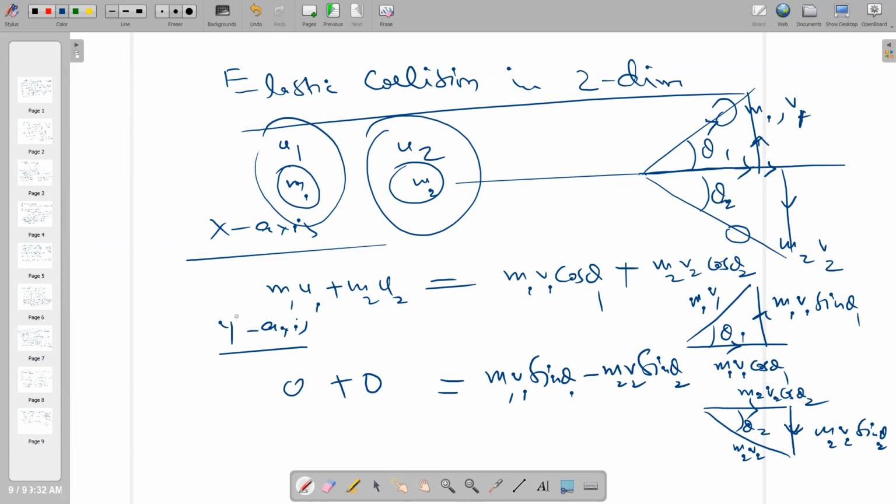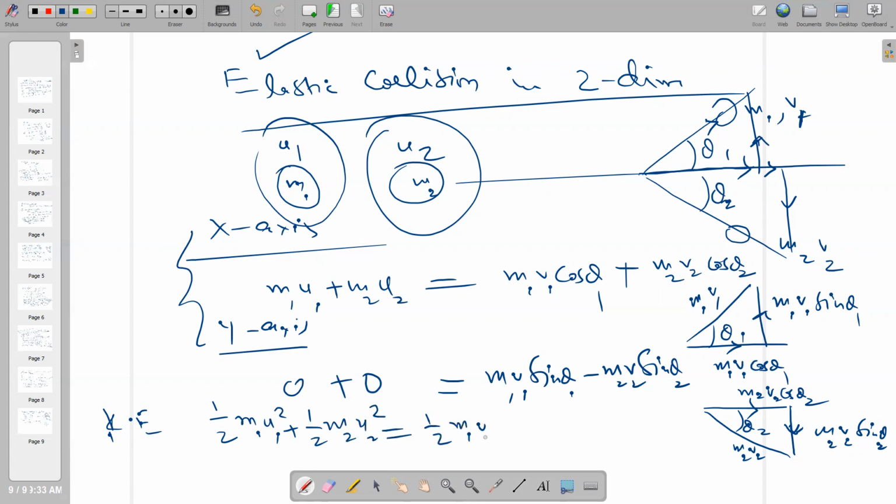Now this is the game of momentum. So momentum game finished. Now the game of kinetic energy, because the collision is elastic. Kinetic energy is not a vector quantity. It is a scalar quantity. So we will write only one equation for kinetic energy. It will be 1/2 m1 u1 square plus 1/2 m2 u2 square is equal to 1/2 m1 v1 square plus 1/2 m2 v2 square. You can simplify this equation by cancelling the 1/2 throughout.